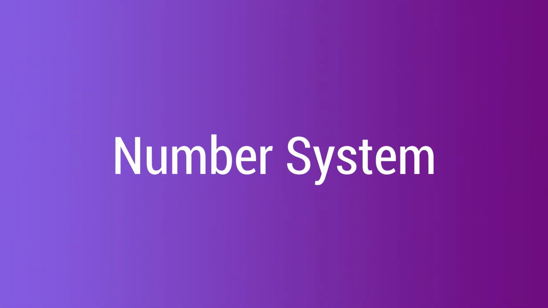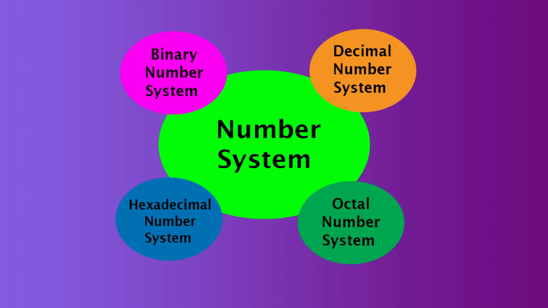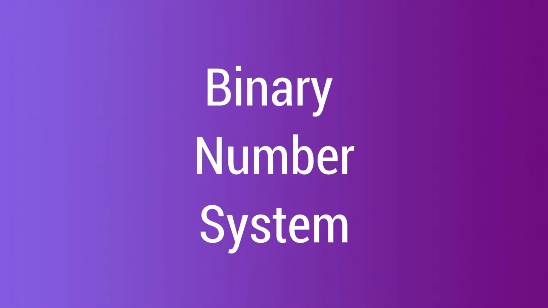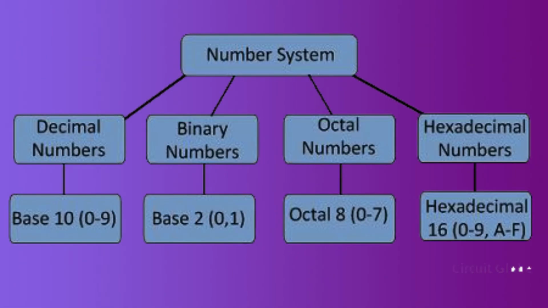Mainly, there are 4 types of number system, which are binary number system, decimal number system, octal number system, and hexadecimal number system. First, let us know about the binary number system. The binary number system is made up of only 2 digits, that is 0 and 1. It is the only language a machine can understand.